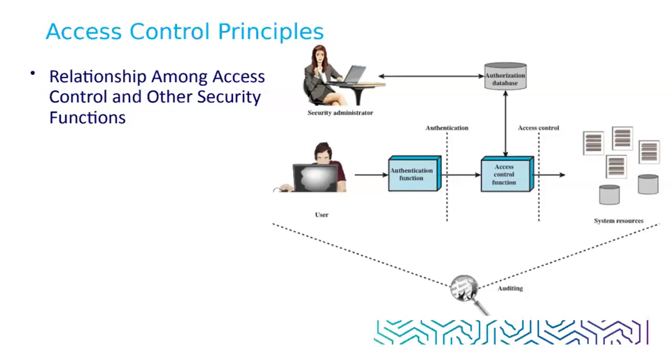Imagine you are entering a secure bank vault. Several security steps will happen before you are allowed inside. First, they will check your identity, then the bank will verify your identity, then the system will check whether you have the permission or not. If it is approved, then access will be granted. Your activity is then recorded in a log. This entire sequence represents the relationship between access control and other security functions.